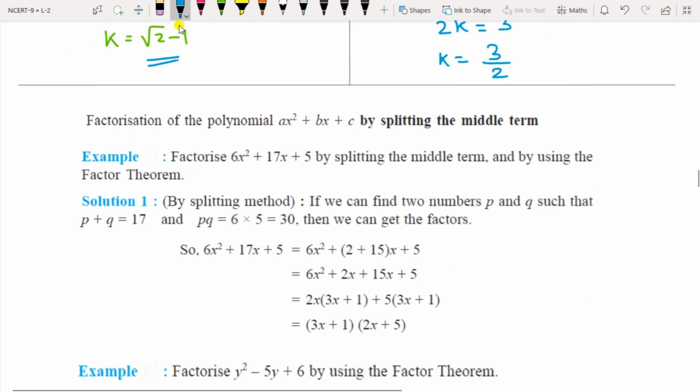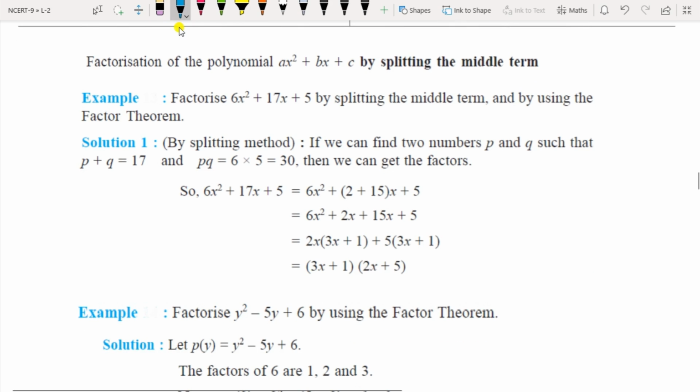Next method of factorization is by splitting terms, splitting the middle term. Now if the given polynomial, that is px, is of 3 terms like this, ax square plus bx plus c, you can solve it by splitting the middle term, that is bx. What you have to do is take the first term, this is called a quadratic equation, since the power of this polynomial is 2.